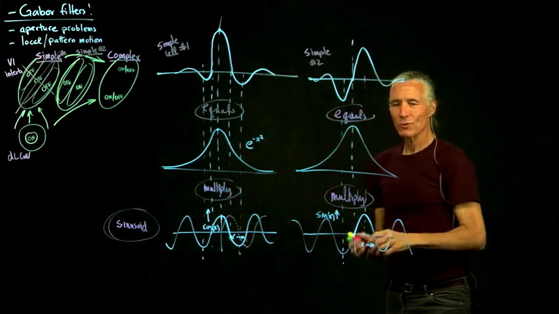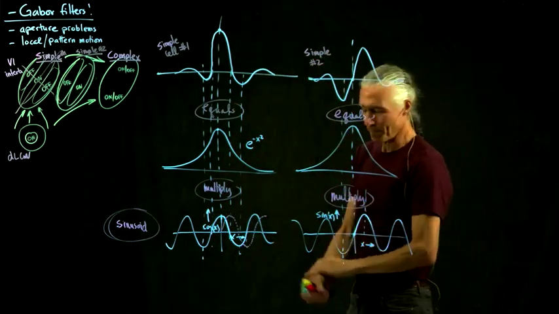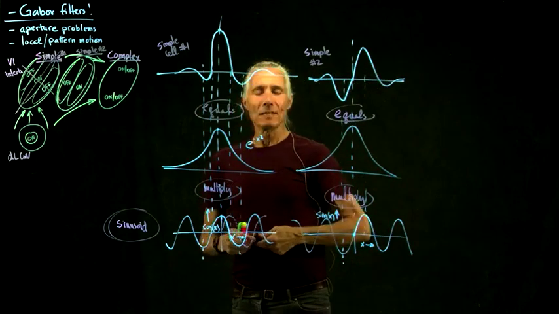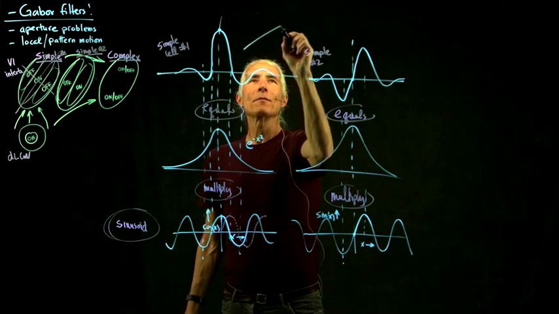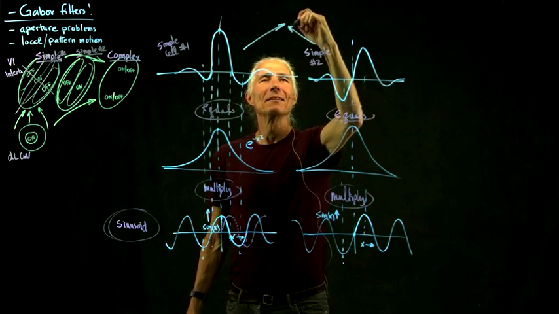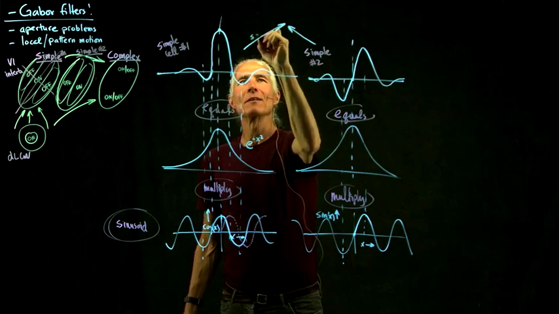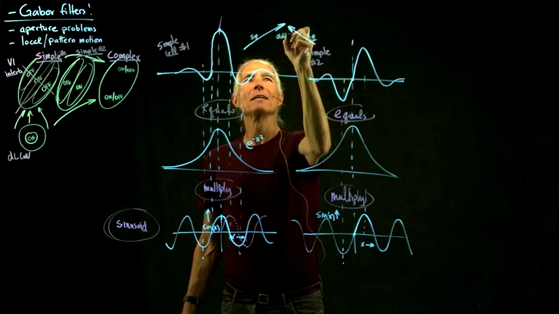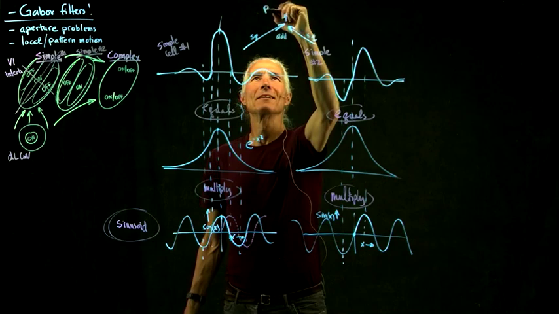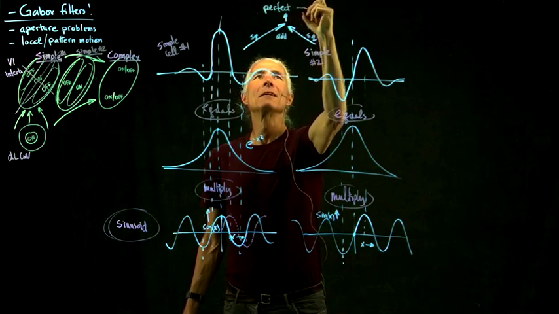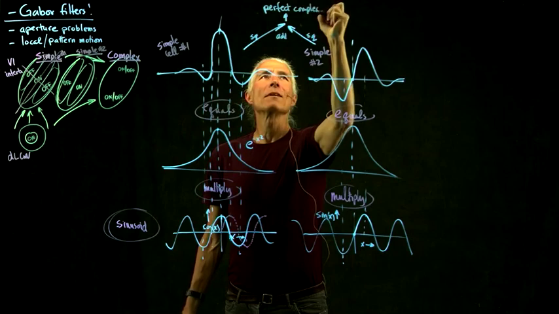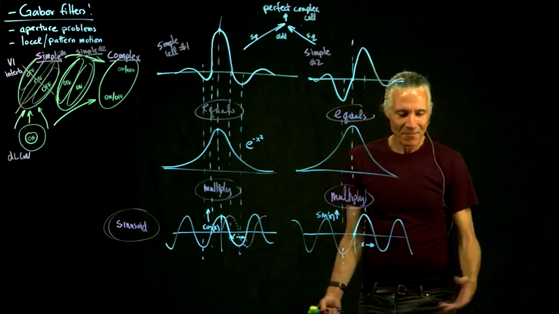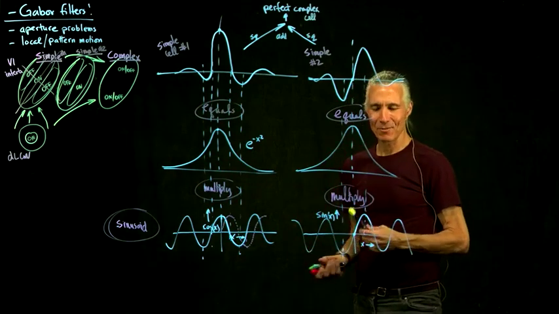Okay, so if we have those two together, then what we can do, especially if we're making a very simple model, is we just square them and add them. So we square and add, and then we get a perfect complex cell. So why are we squaring? Does the brain square? No, the brain doesn't exactly square. It's just kind of handy to square.